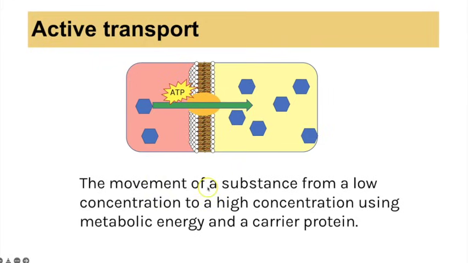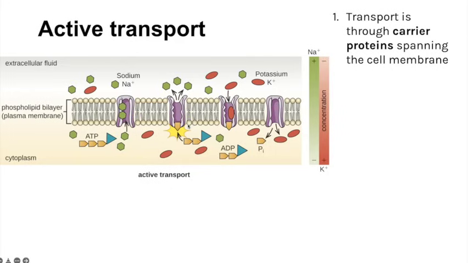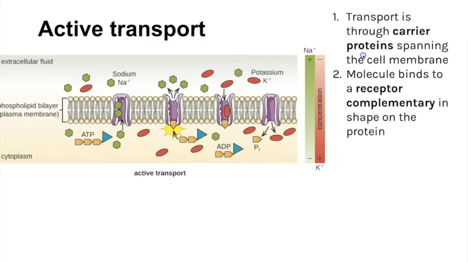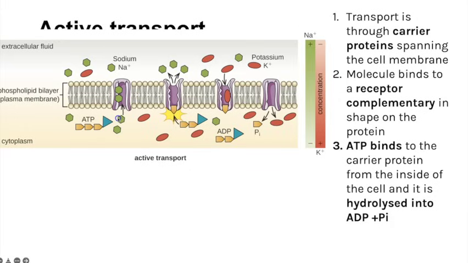Active transport is the movement of substances from a lower concentration to a higher concentration, and this requires metabolic energy and a carrier protein. So the process by which this happens is, first of all, it's always through carrier proteins only. It is not channel proteins for active transport. The molecule will bind to the carrier protein, and it can only bind to proteins which have a complementary receptor shape, so it is still selective.